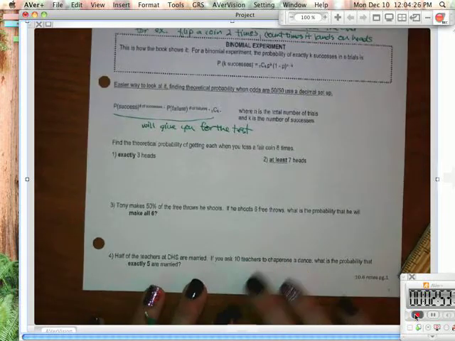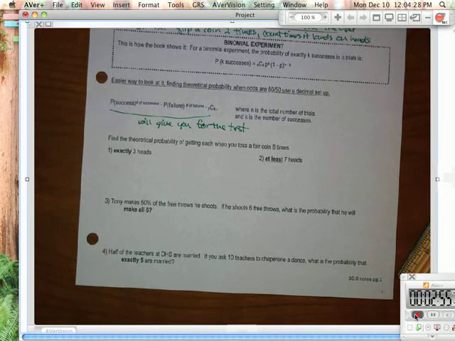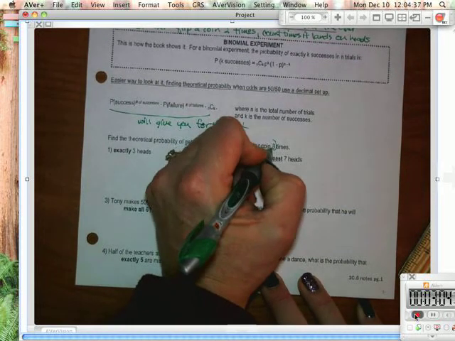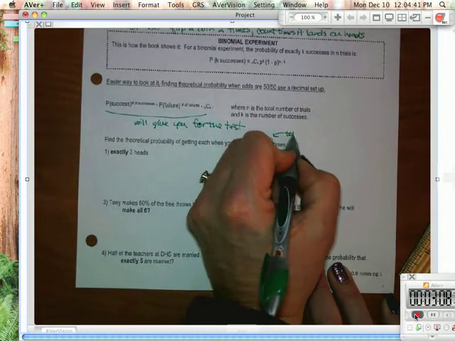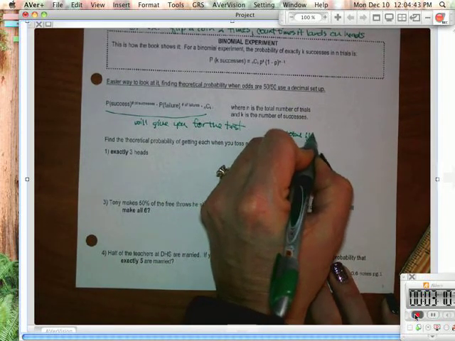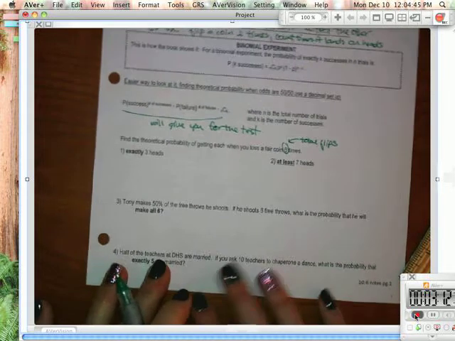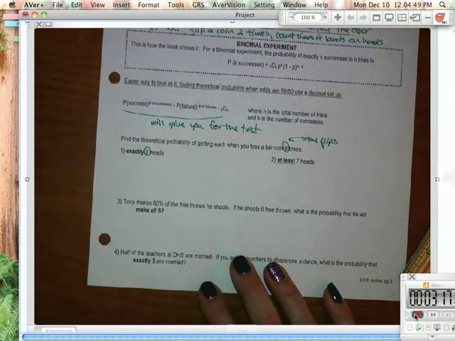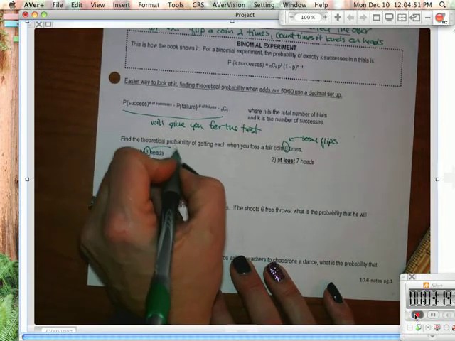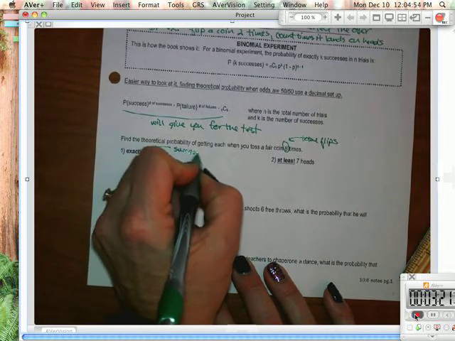So let's practice this a little bit. We're going to find the theoretical probability, that means we're not conducting an experiment, when you toss a fair coin 8 times. That means 8 total flips. Okay? So we want to know the probability of getting exactly 3 heads. These are the number of successes. We want to get heads 3 times.